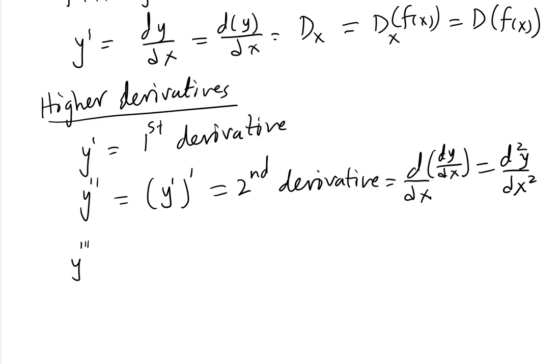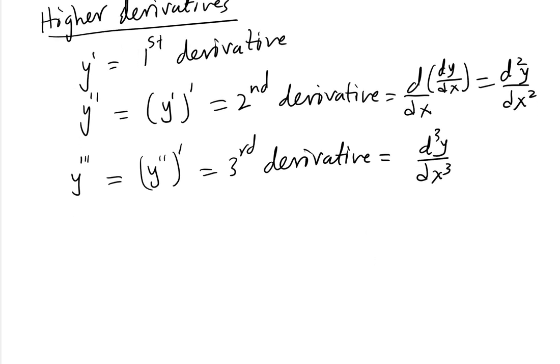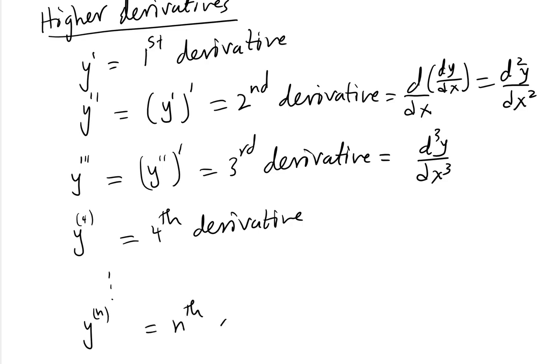For the third derivative, it's the derivative of the second. So that's called the third derivative. Notation wise is d cubed y dx cubed. Fourth derivative. This can go on and on until the nth derivative.